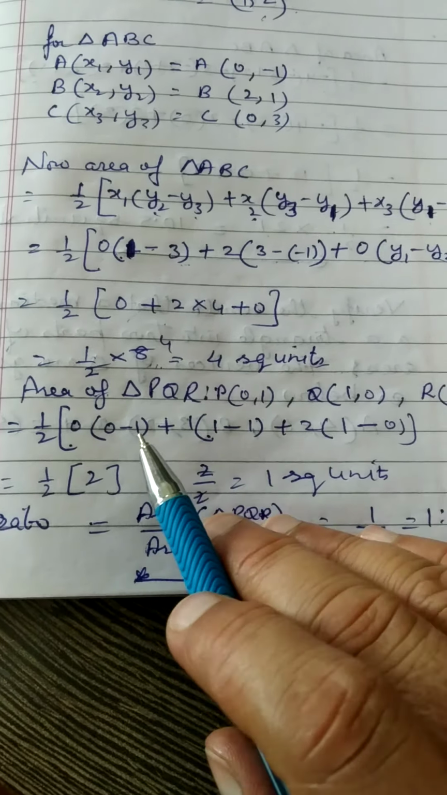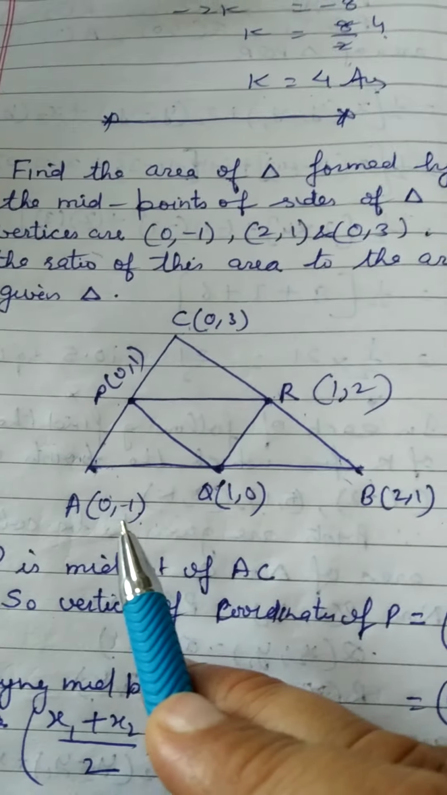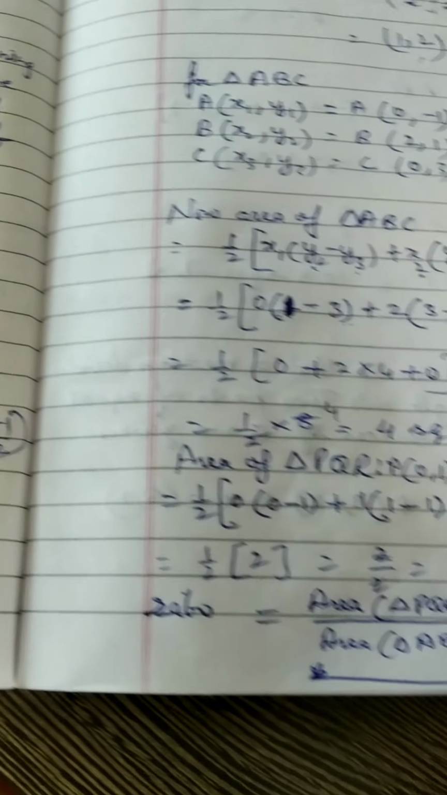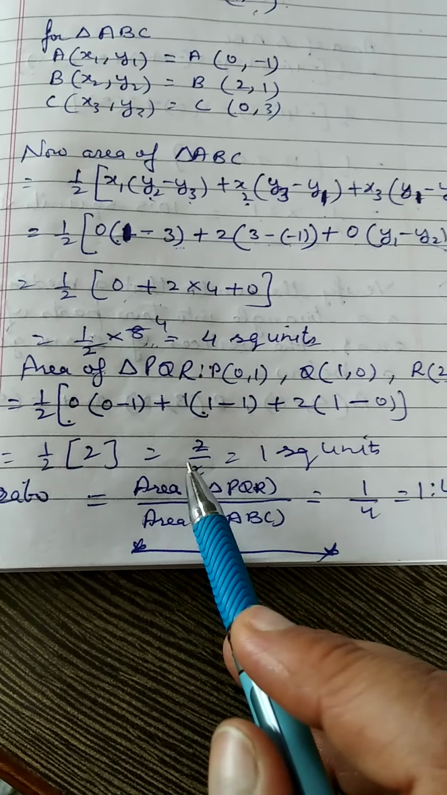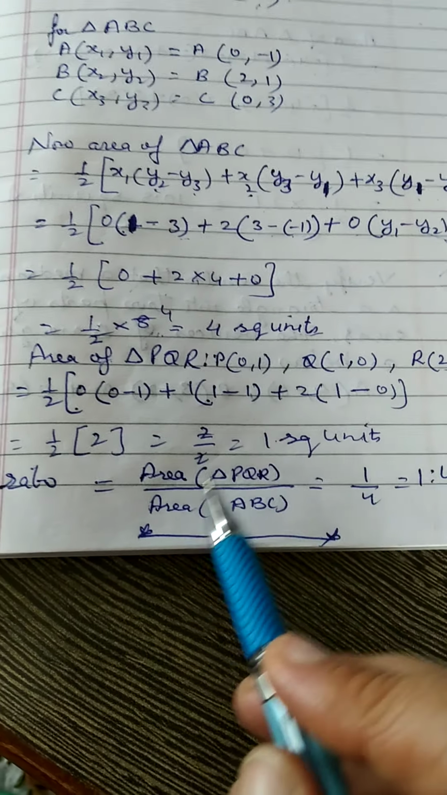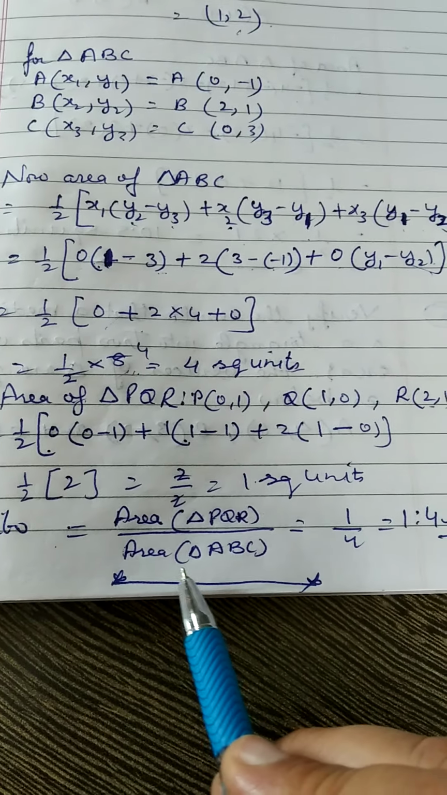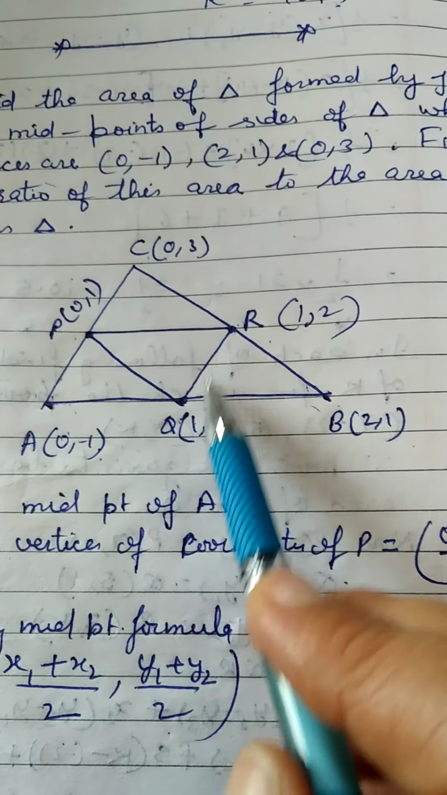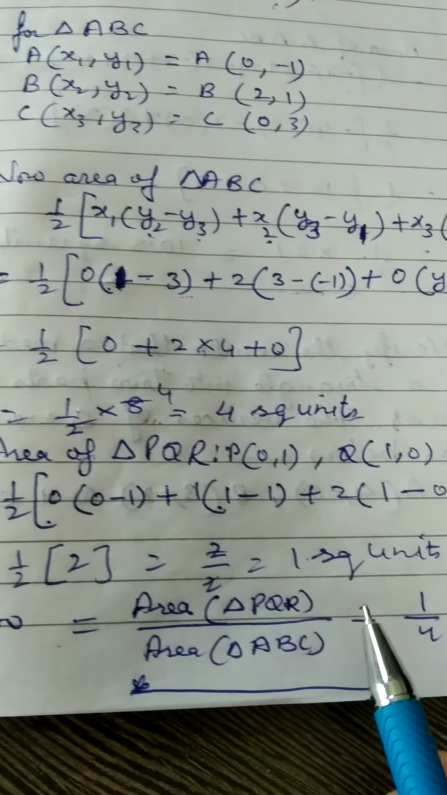Now similarly we will apply the same formula to find the area of triangle PQR. The same formula will be applied, and after applying the formula we have got the area equal to 1 square unit. Now the ratio we are to find is the area of triangle PQR by the area of triangle ABC. Area of triangle PQR divided by area of triangle ABC. This we were to calculate.